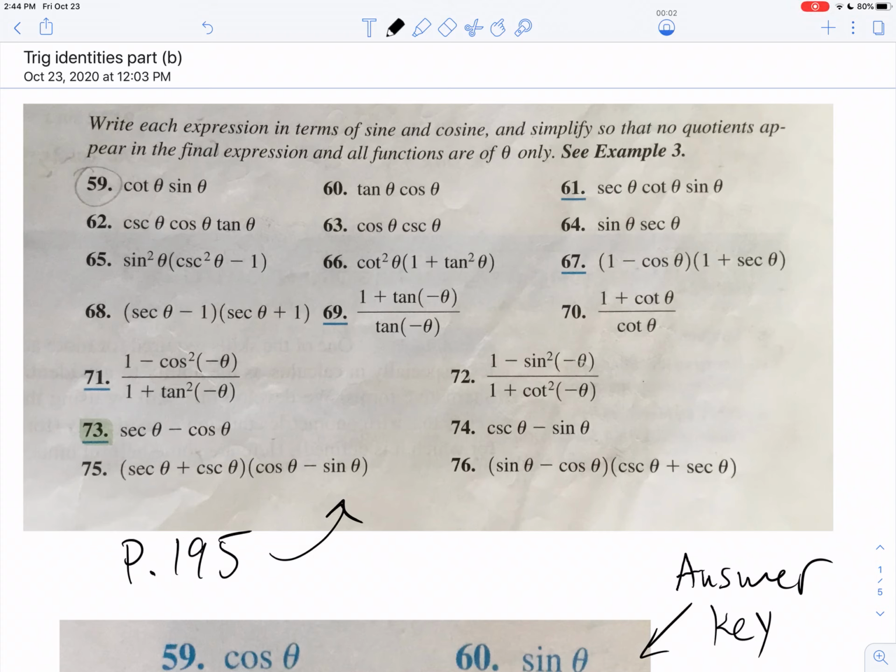Greetings, guys. Let's talk about this little section here on page 195, 59 to 76. Well, I'm going to actually do a couple of these for you. So the ones I do, you definitely do not have to do.